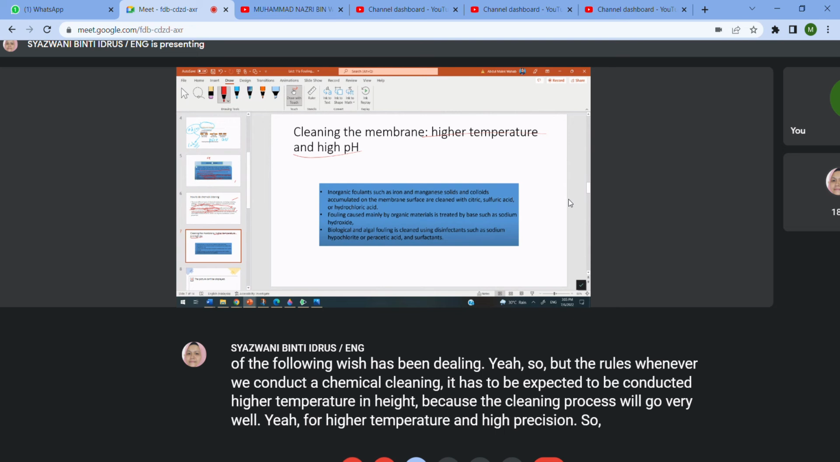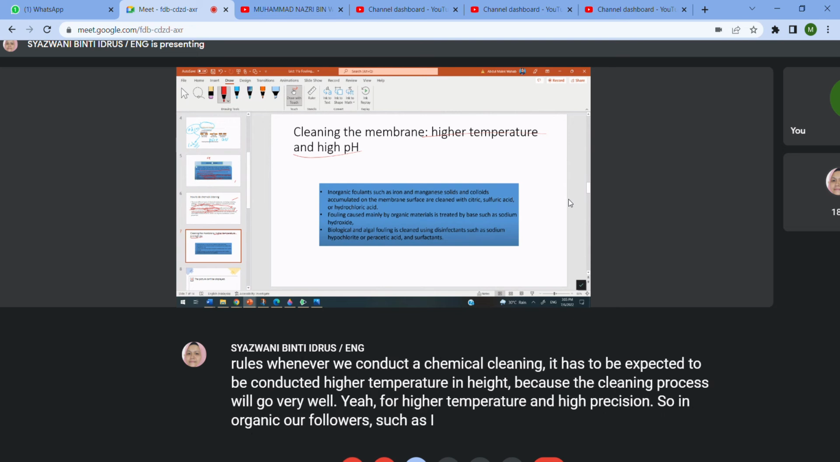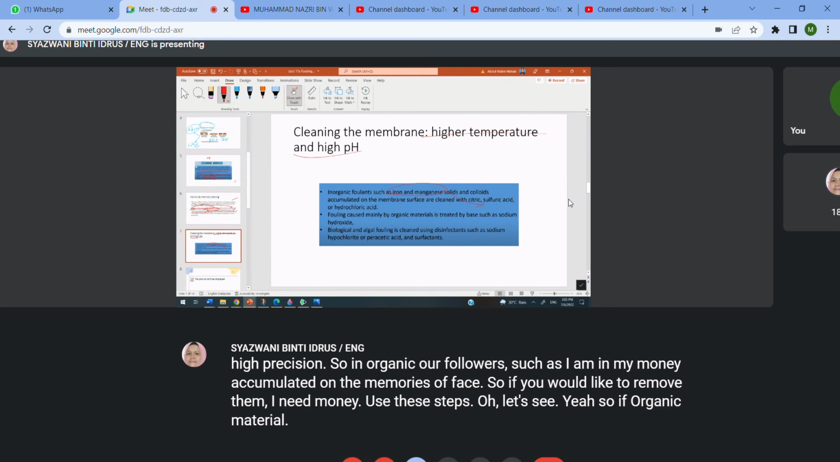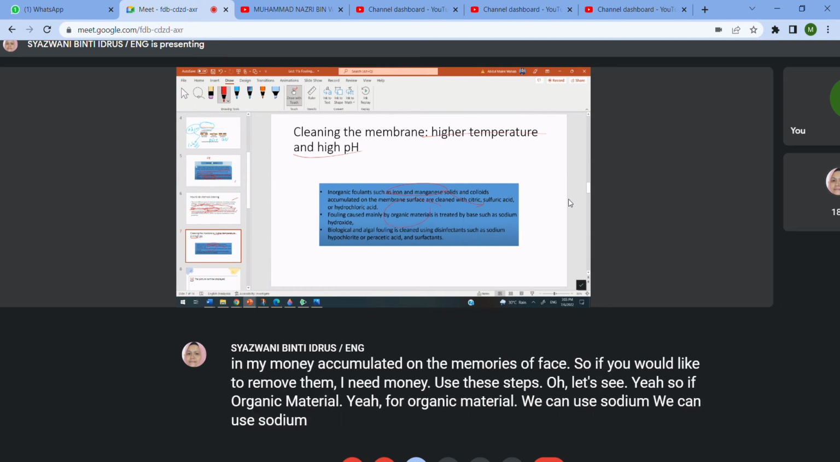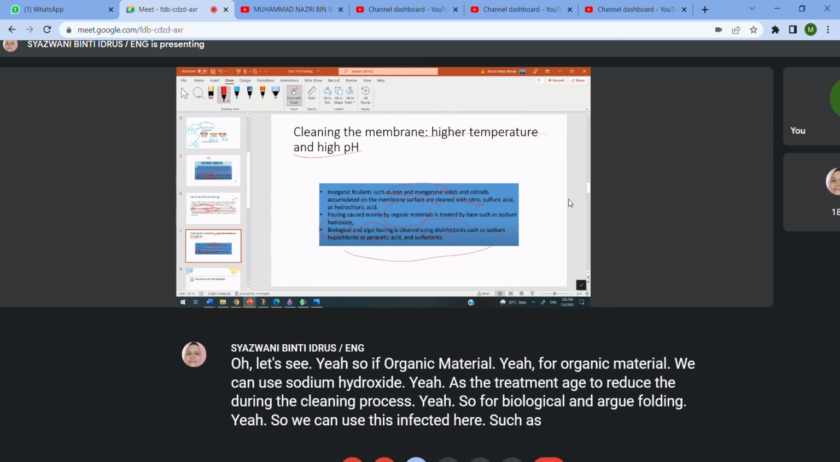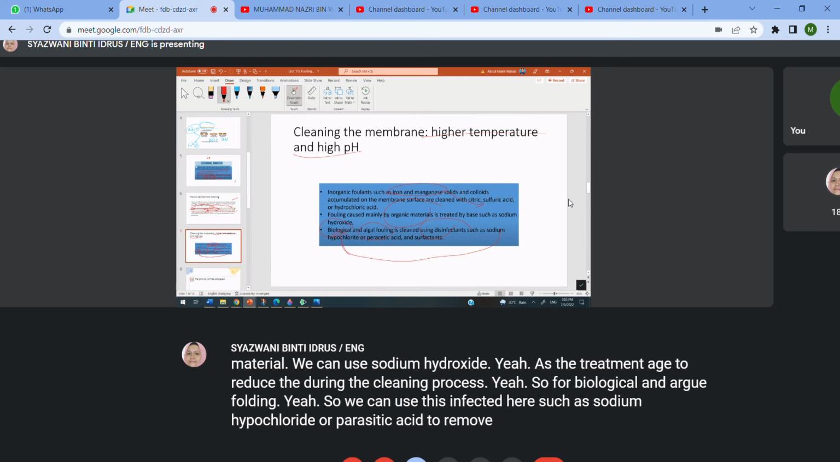For inorganic foulers such as iron and manganese, solids and colloids accumulate on the membrane surface. If you would like to remove the iron and manganese, then we can use these types of acid. For organic material, we can use sodium hydroxide as the treatment agent during the cleaning process. For biological and algae fouling, we can use a disinfectant such as sodium hypochlorite or peracetic acid to remove the biological and algae fouling.